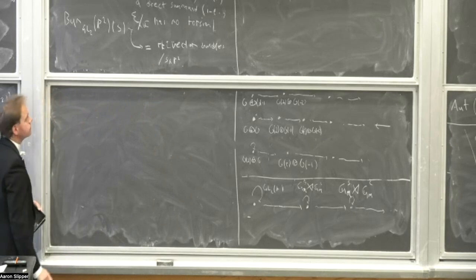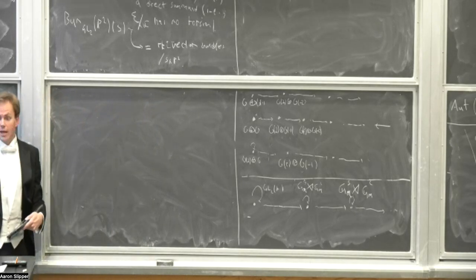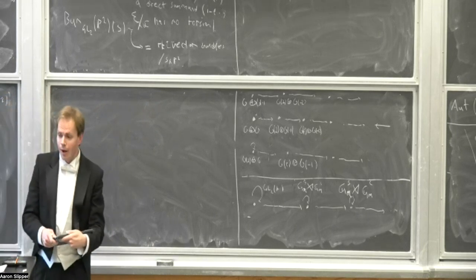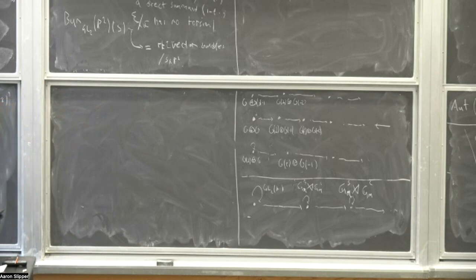Is there a double quotient description for Bun_G? Yes, there is, and we're going to, that's when the matrices will show up briefly. Yes, don't worry. That's coming. All right.